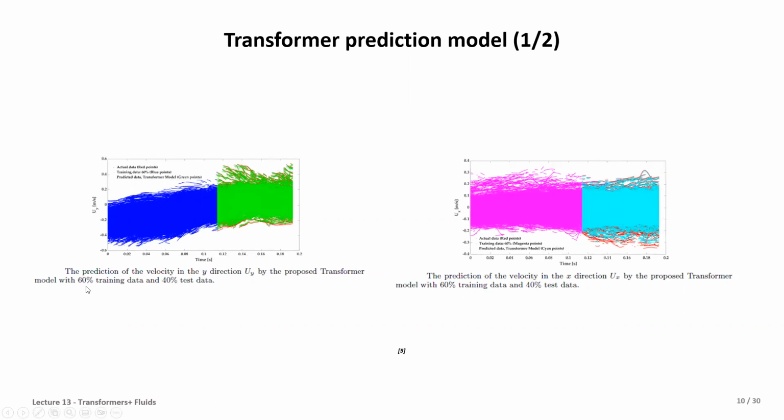When we make prediction with 60% and 40% test data, also here we can see how much the prediction matches with the actual data in the y direction, x direction. So it means the capability of the transformer to make prediction is really at a good level.